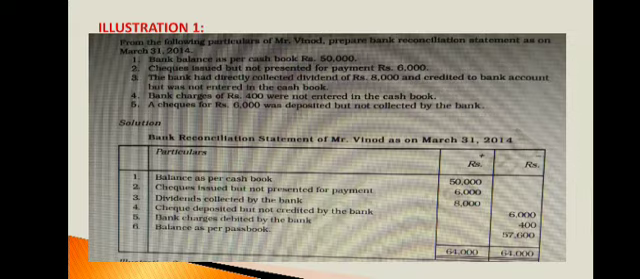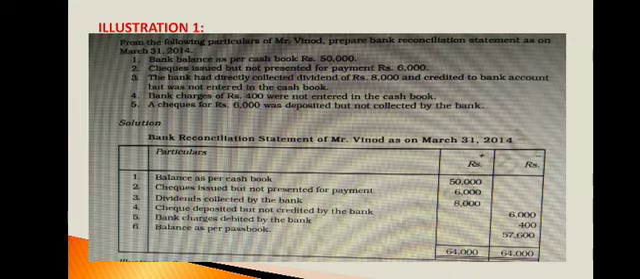Here is the first illustration. From the following particulars of Mr. Vinod, prepare the bank reconciliation statement as on March 31st, 2014. There are different points of information given to us. The first one: bank balance as per the cash book, rupees 50,000.